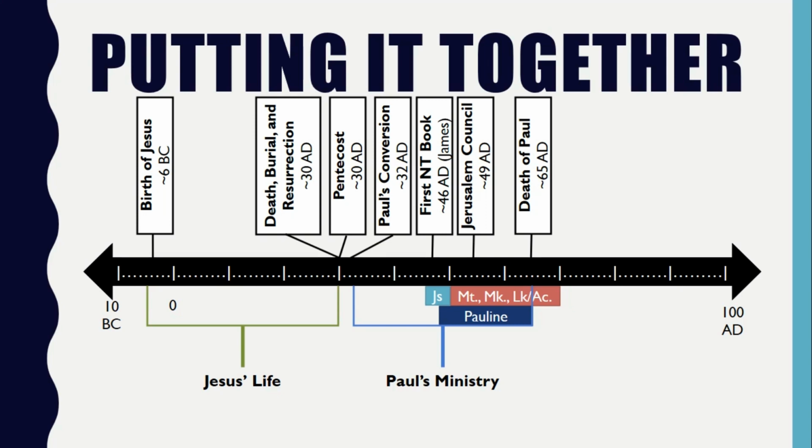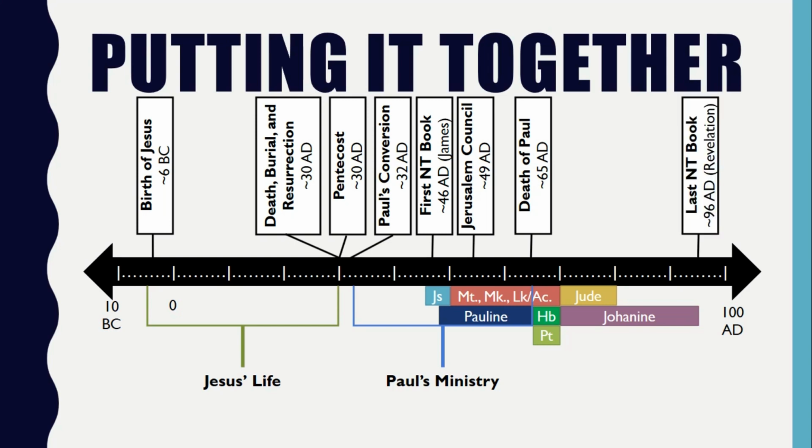Matthew, Mark, Luke, and Acts are written probably during Paul's life, maybe a little bit after, depending upon the book. Then the book of Hebrews is written a little later. 1st and 2nd Peter are written around the same time as Hebrews. Jude, again, written in the 70s. John's epistles written from 70 to somewhere in the 90s. And Revelation is written in 96 AD. And that's the entirety of when the New Testament is written.